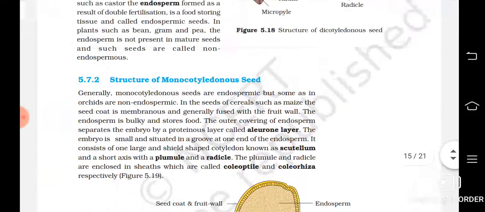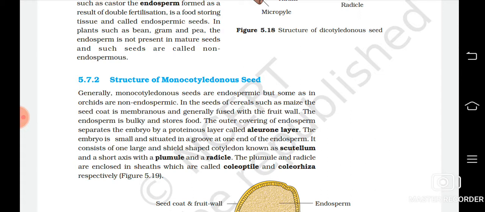Understood? So monocot seed means what? Which are present in where? In the monocotyledon plants. And they are usually endospermic, I said. What is endospermous? If the endosperm is left out, then that kind of seeds are known as endospermous seeds. And if the seeds have no endosperm, then they are known as non-endospermic. In monocots, most of them are endospermous, but there are exceptions. What are they? Orchids.